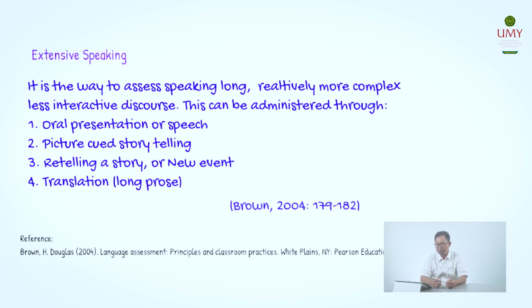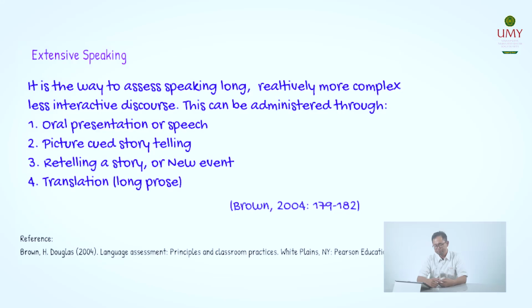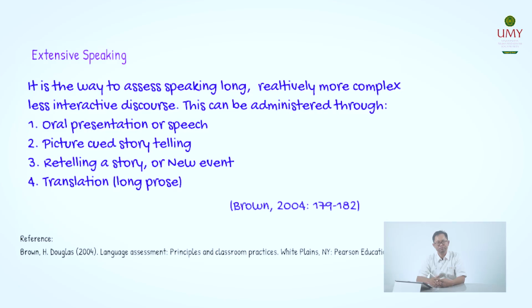It can also be conducted using picture cued storytelling. So there are 10 pictures in a row. The story describes a kind of story from one picture to another in order, and then you ask your student to tell the story in the pictures. This is called picture cued storytelling. The third one is retelling a story or news event. You ask your student, like a journalist, to go to some place to cover an event, and after that report the event, telling the story of what happened.